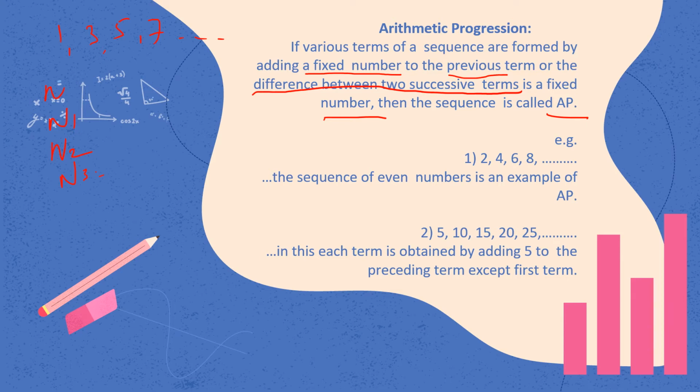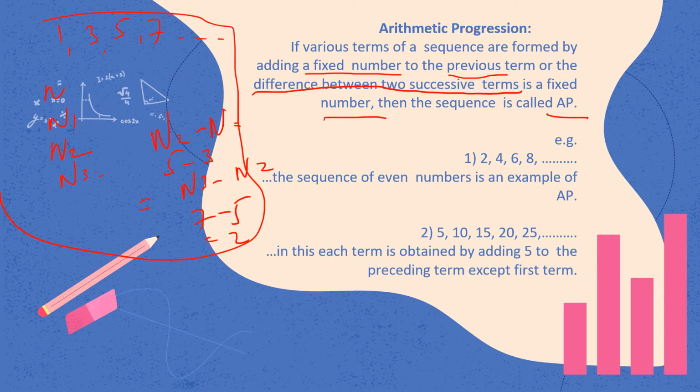The best way is to prove it as follows. If n2 minus n1, which means 5 minus 3, is equal to n3 minus n2, which means 7 minus 5, which is again equal to 2, then the sequence is AP. So now please pay attention. It is necessary for you to write these steps so that you tell the examiner that the sequence you are dealing with is AP.